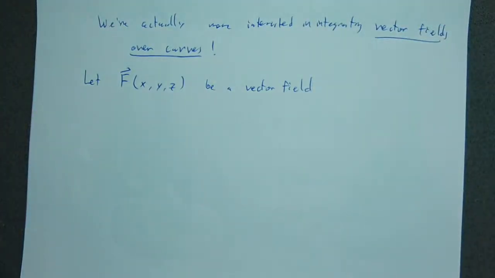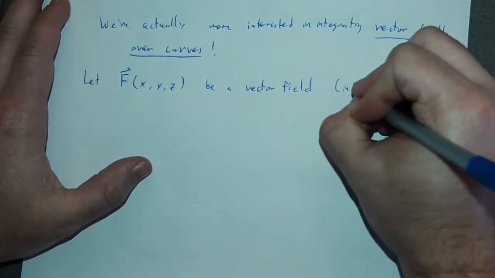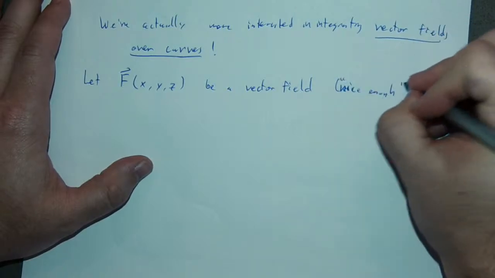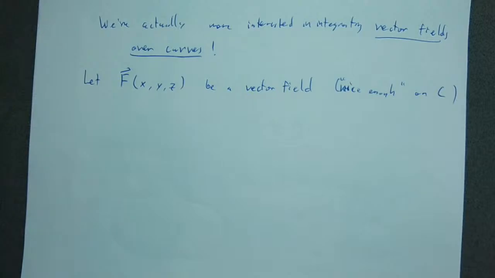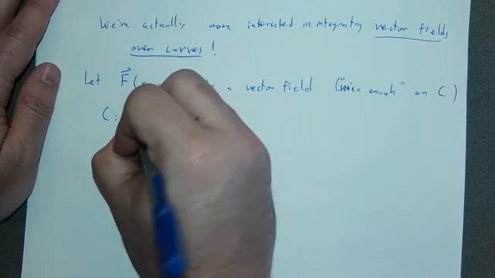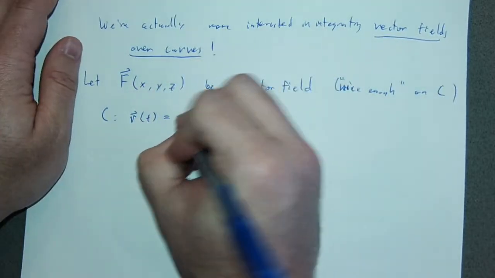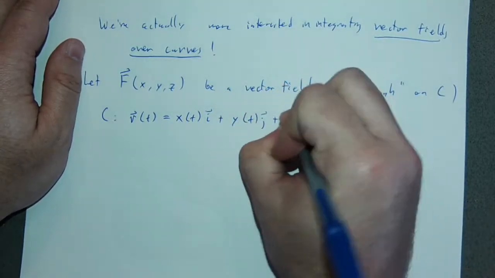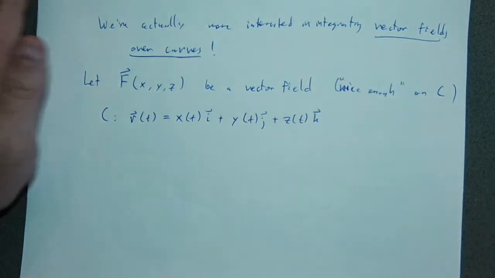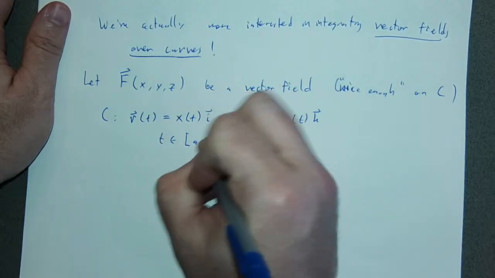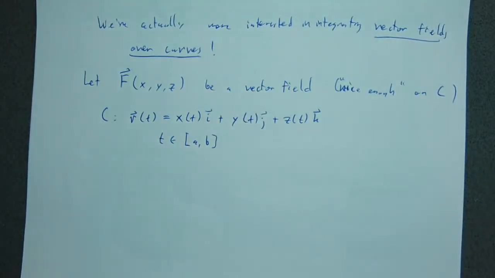And it's a vector field that is nice enough on the curve itself, right? So nice enough on C itself, where C is a smooth curve, or a curve with smooth parameterization in the usual sense. So r of t is x of t i plus y of t j plus z of t k, for t living in some interval a to b.